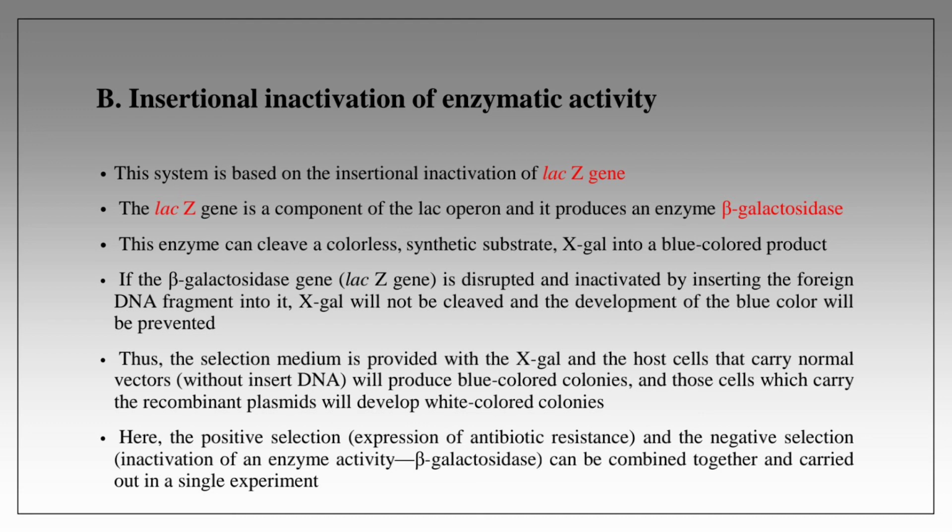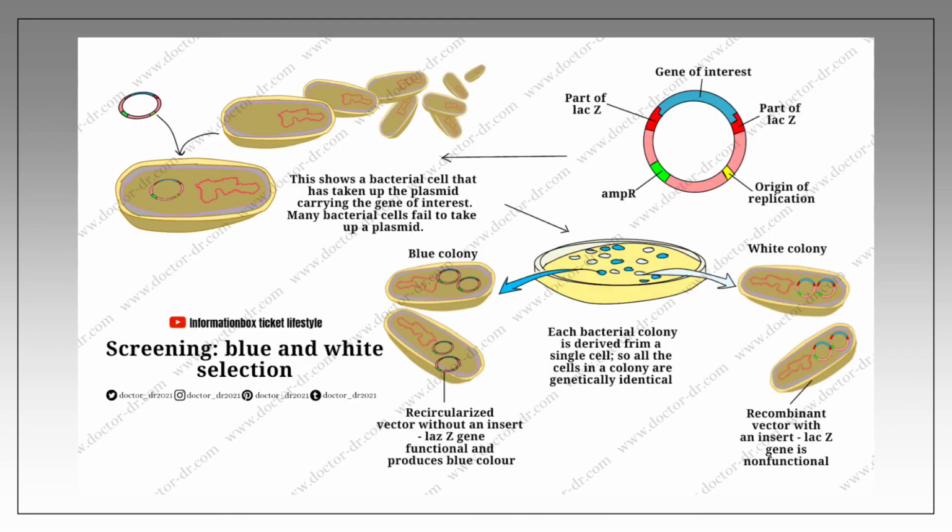Thus, the selection medium is provided with X-Gal, and the host cells that carry the normal vector without insert DNA will produce blue colonies, and those cells which carry the recombinant plasmid will develop white colonies. Here the positive selection, expression of antibiotic resistance, and the negative selection, inactivation of an enzyme activity, beta-galactosidase, can be combined together and carried out in a single experiment. Here is the diagram of screening blue and white selection with step-by-step procedure.